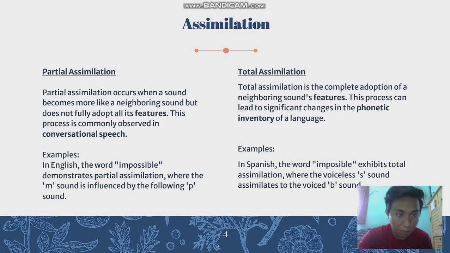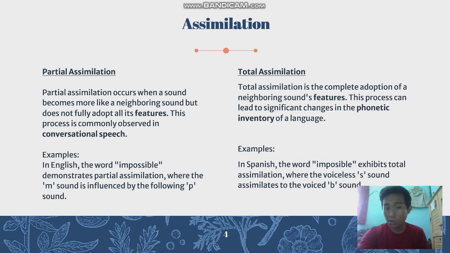First, we have partial assimilation. Partial assimilation involves the alteration of sounds to become more like the neighboring sounds while retaining some of their original characteristics. For example, the pronunciation of a nasal sound may be influenced by the next nasal sound. Partial assimilation highlights the interconnectedness of sounds within words and contributes to the natural flow of speech.